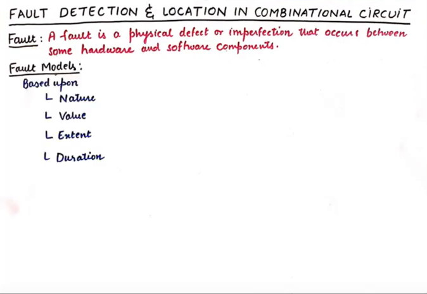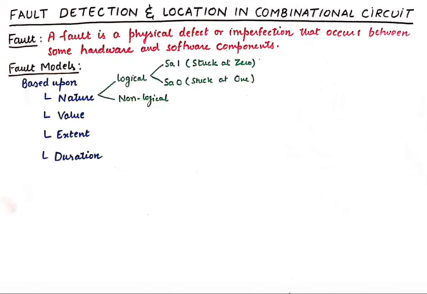Now, there are different fault models, and these models are based upon the nature of the fault, the value of the fault, extent or duration. We'll talk about all these in detail. Now if we talk about the fault models based upon nature, they can be categorized into logical and non-logical fault models, and logical fault models are of two types: stuck at 1 and stuck at 0.